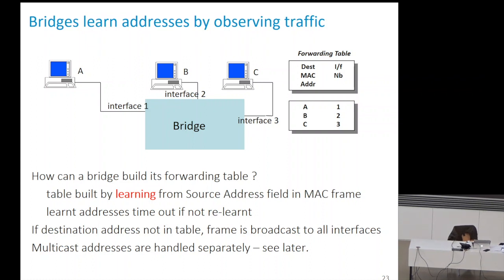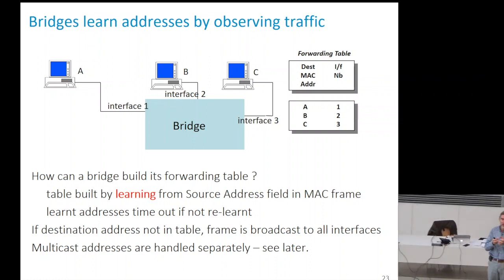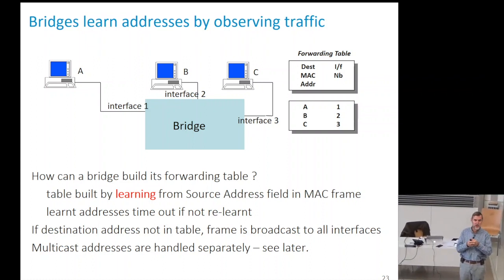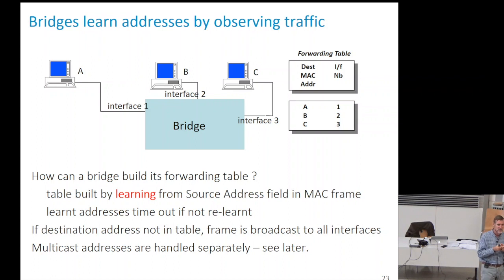You can buy a bridge at Migros. Probably the vendors of the bridge don't even know that they are bridges. For them, it's a multi-port device, a little box where you can put one Ethernet on one side and 8 Ethernet on the other side. It's a bridge. So it's completely plug and play.